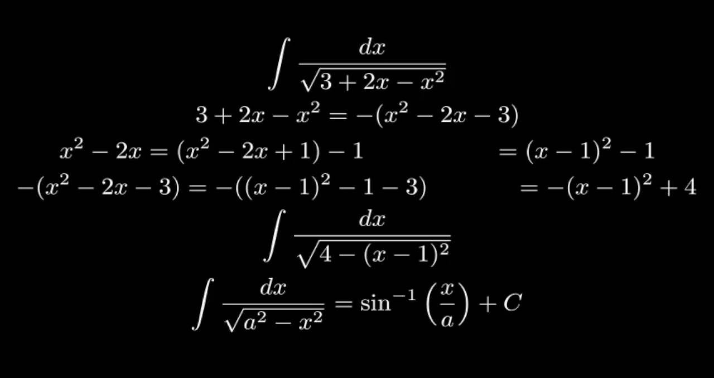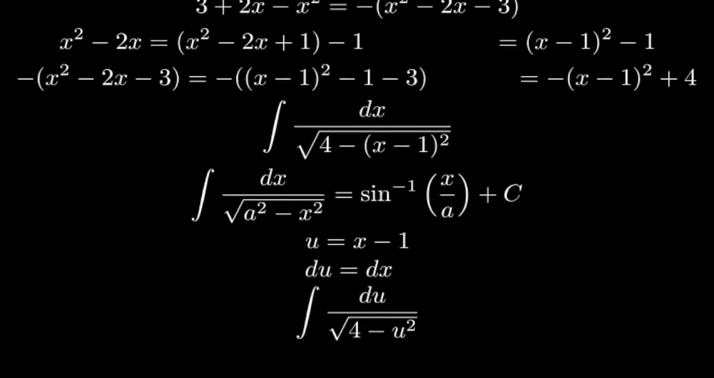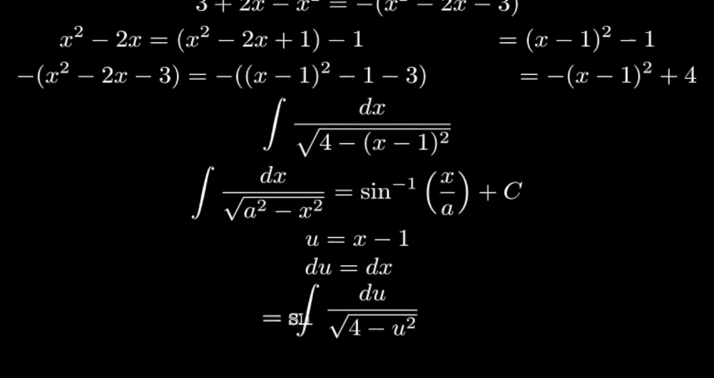Let u equal x minus 1. So du equals dx. Our integral becomes the integral of du over the square root of 4 minus u squared. Now, we can directly apply our formula with a equals 2. This gives us arcsine of u over 2 plus c. Substituting back u equals x minus 1, our final answer is arcsine of quantity x minus 1 over 2 plus c.